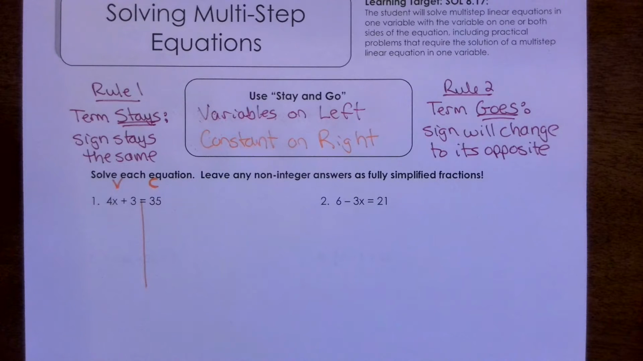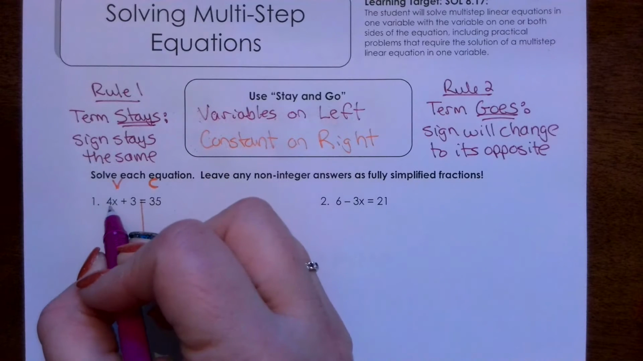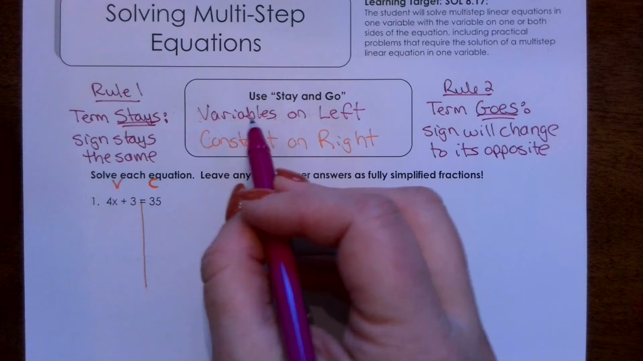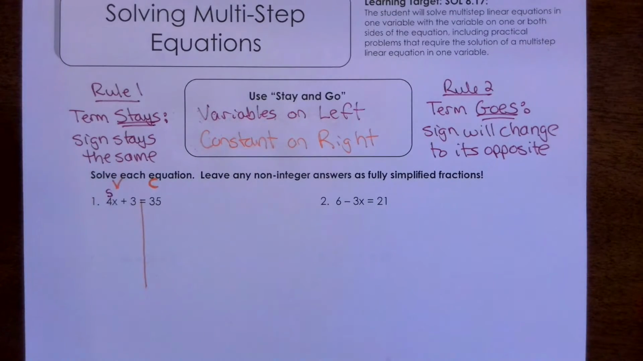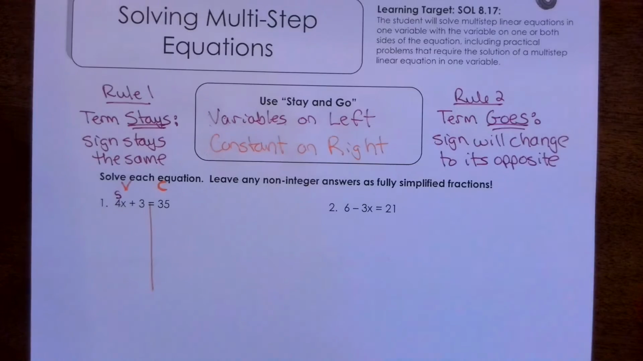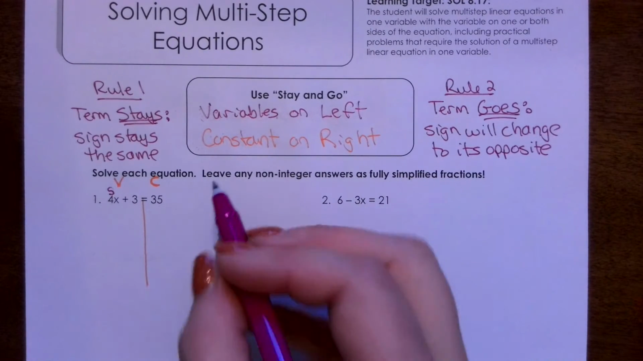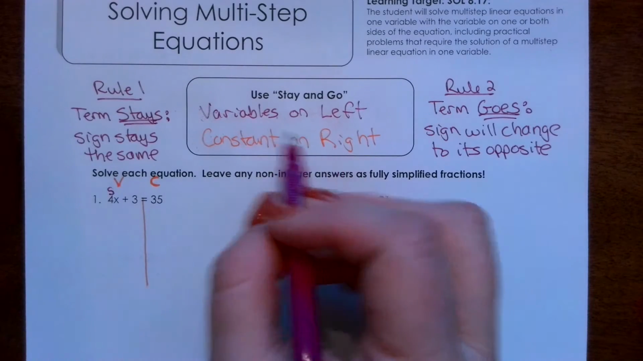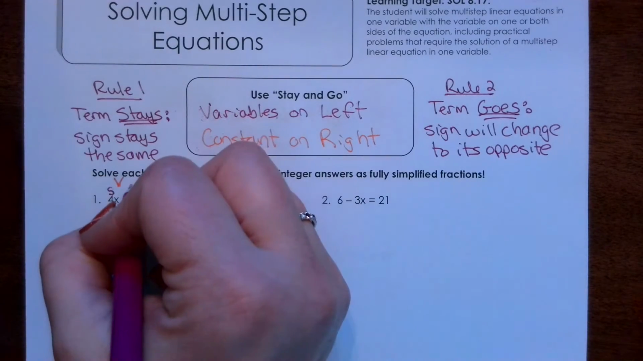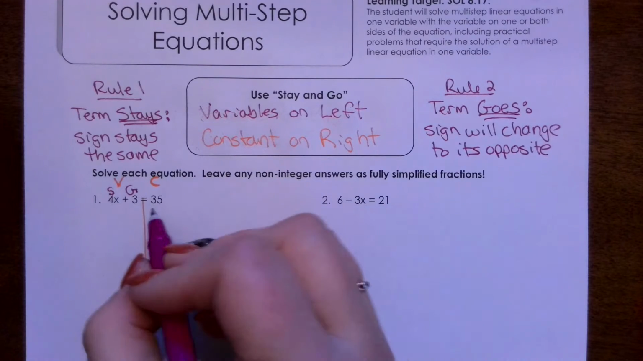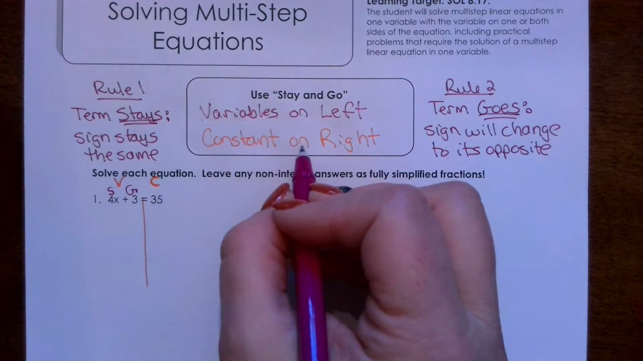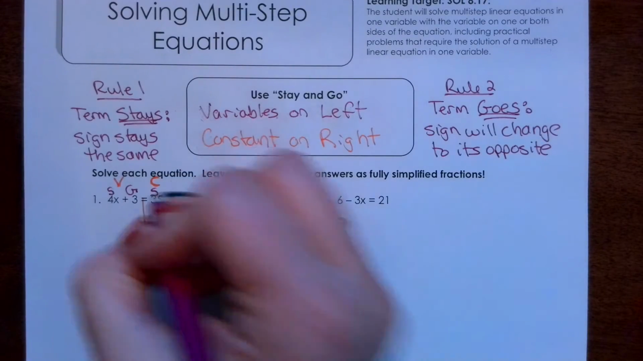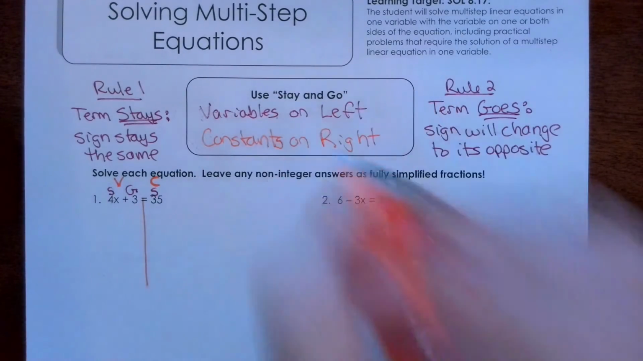Now I'm going to decide if it stays or goes, term by term. Here is a number with a variable. So it is on the left. I know that I want my variables on the left. So this one stays where it is. My next term is plus 3. That is a constant, a number alone. I want my constants to be on the right. Right now it's on the left. So it will go. My last term here is a 35. It's a constant. It's already on the right. I want constants to be on the right, so it will stay. I'm just going to put an S there really quickly.